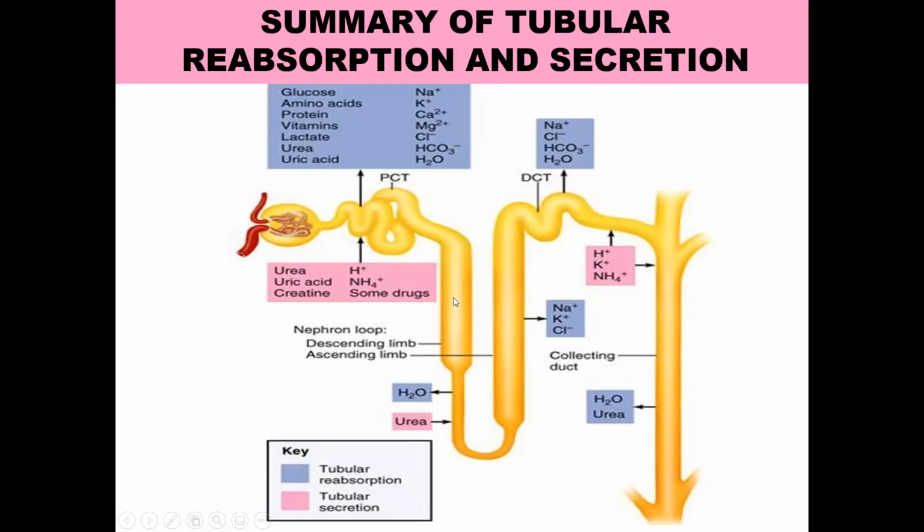Here is your descending limb of the nephron, where only water can go out, but urea can go in. Solutes cannot come out, only water comes out. As we go up, we're going to see water can't move, but these electrolytes can move out. In the distal convoluted tubule, we're going to see the fine-tuning of what the body needs to reabsorb to keep it alive and what it needs to secrete to keep it alive.